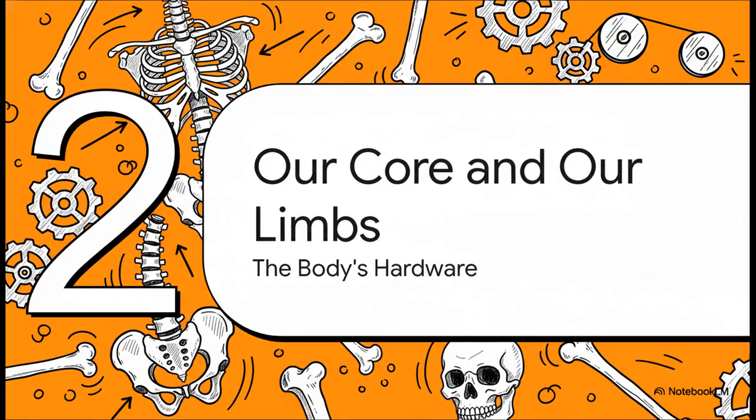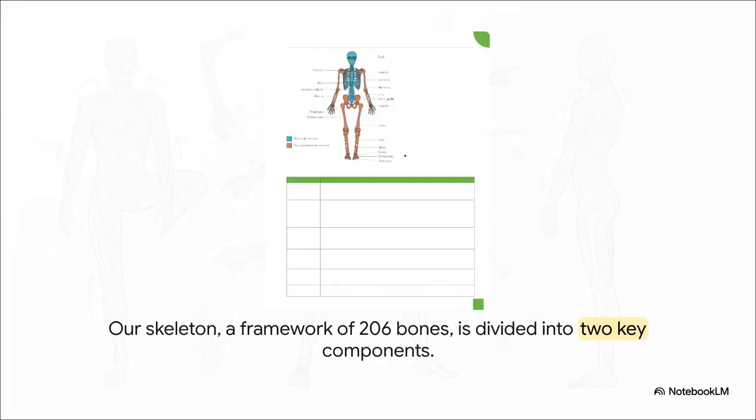All right, so we've got our starting position. Now let's look at the hardware that actually does all the moving, our skeleton. Now, it might look like just one big connected structure, but it's really made up of two very different systems, and each one has a very specific job to do. As you can see right here, our skeleton is really split into two main parts. You've got the axial skeleton, that's the part highlighted in blue, which forms the body's central core, kind of like the main chassis of a car. And then you have the appendicular skeleton in orange, which is all the limbs that attach to that core.